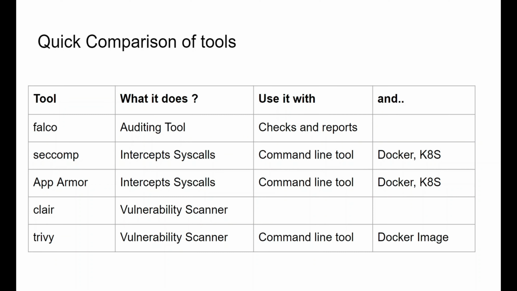You can use it from the command line or you can use it as a Docker image. So the vulnerability scanners actually scan the images and they report the vulnerabilities. And these vulnerabilities are nothing but CVE numbers. You can Google these CVE numbers to find out what exactly the vulnerability is and how to address it.